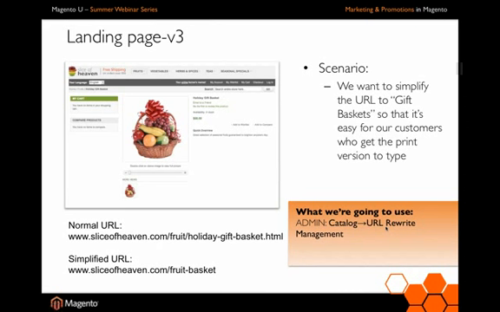As you scroll down there, you'll get to URL rewrite management, and you can set up a new target path there. You set a request path, in this case fruit basket, and then target it to the longer URL of fruit/holiday-gift-basket.html, and that will create this simplified URL for you. So depending on what kind of landing page or destination link you're setting up, you would do it in a variety of different ways in Magento. But those are at least the methods most commonly used and supported, and where you would go to activate and use those.